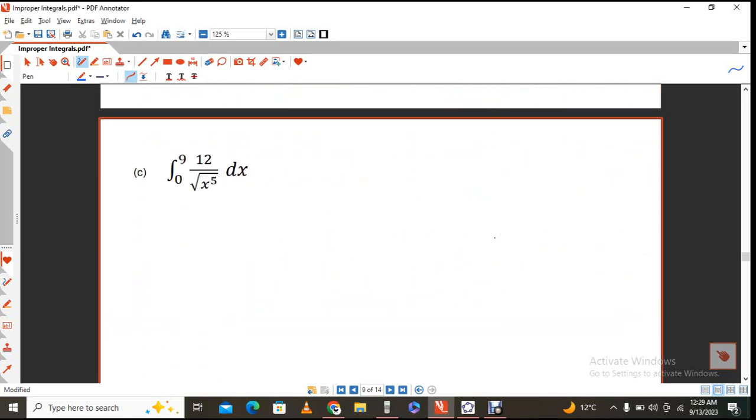Okay, right, let's get to the next one, part C. Again, this is also something that you need to remember. The function does not exist when x is equal to 0. Okay, the function is undefined for x equals 0, because you may not divide by 0 for x equals 0.